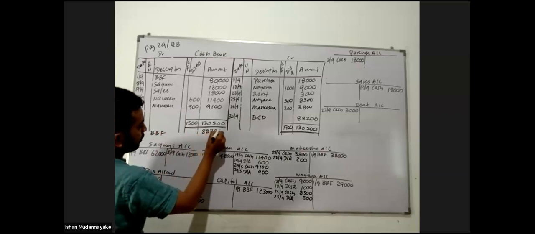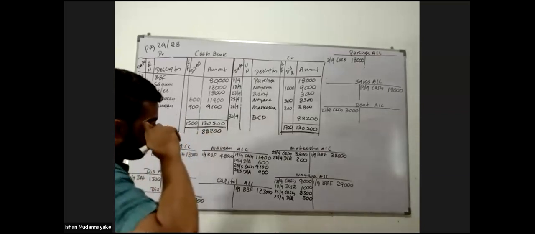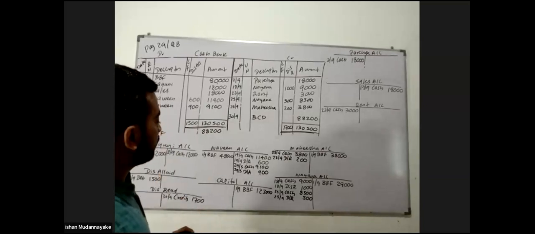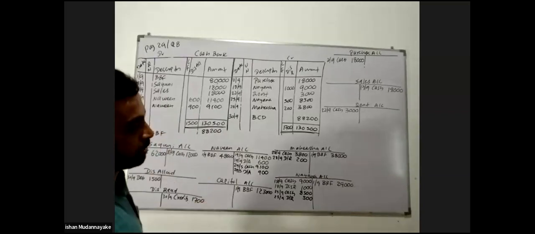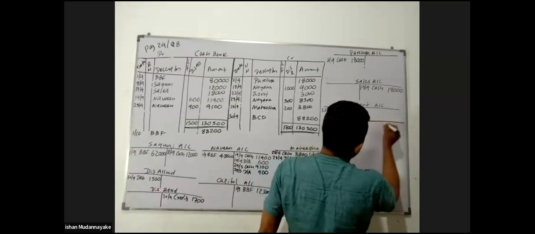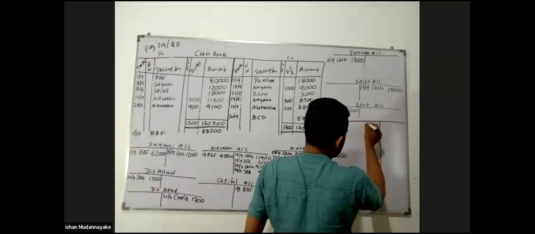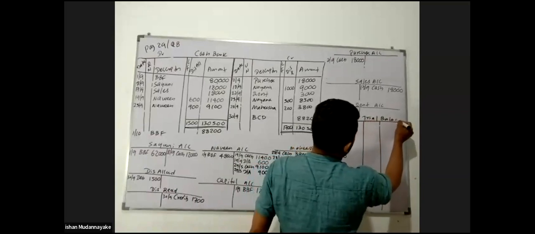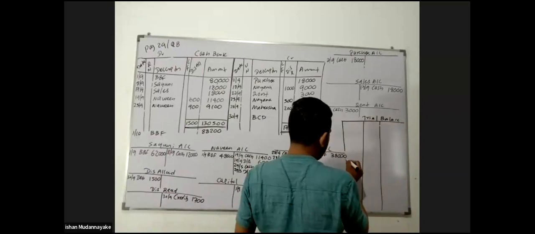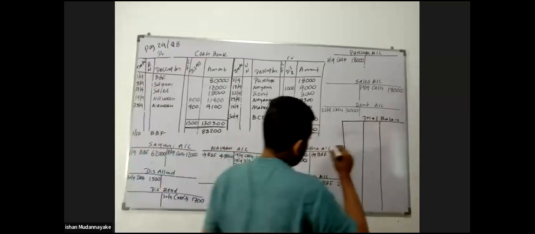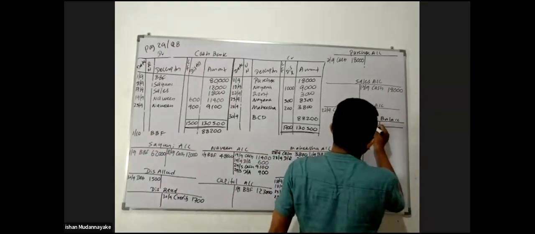88,200. But now you need to balance all the ledger accounts. After balancing all the ledger accounts, together the debit balances and credit balances, you can record them in the trial balance. The trial balance should be equal. This is a trial balance of the business. Trial balance belongs to chapter 11. Debit and credit.